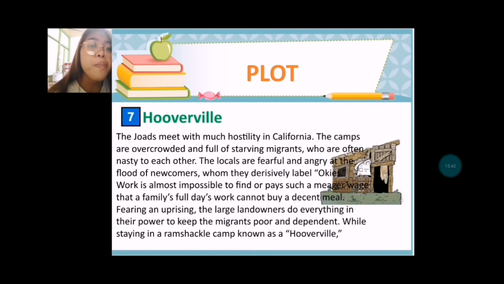Fearing an uprising, the large landowners do everything in their power to keep the migrants poor and dependent, while staying in a ramshackle camp known as a Hooverville. So the Judds find a depressing camp called Hooverville. Talking to others, they learn about the corruption of the landowners and the poor treatment of workers. After that, it caused a fight with a contractor, and in the end, Casy ends up going to jail.